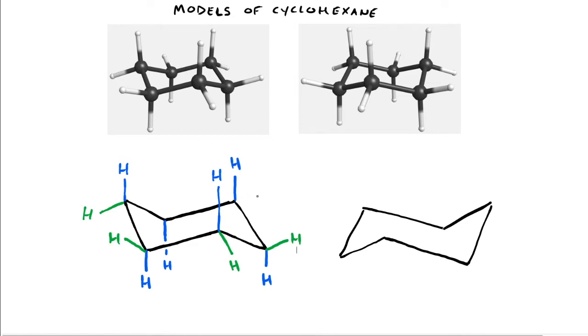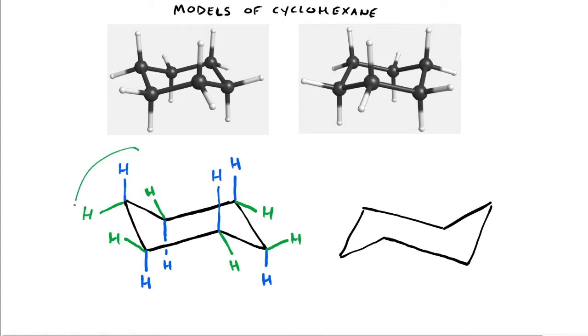The hydrogen atom coming off of this carbon will come down a bit. It'll be parallel to this bond and this bond. And then finally, the second hydrogen atom coming off of that carbon in the back will be going up in that direction, parallel to this bond and this bond. And there we have it, a cyclohexane structure.